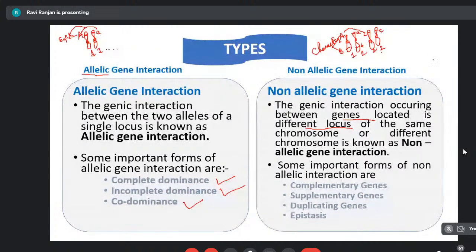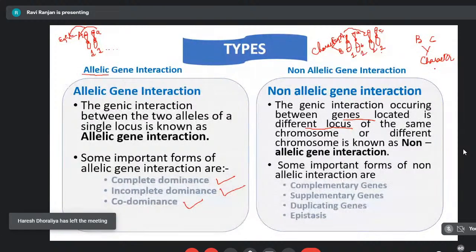Okay. So if I say the interaction between gene B and C will lead to some character, whether this is a non-allelic gene interaction or an allelic gene interaction, can anyone tell me? Yes, if you say it is a non-allelic gene interaction, you are correct, right?